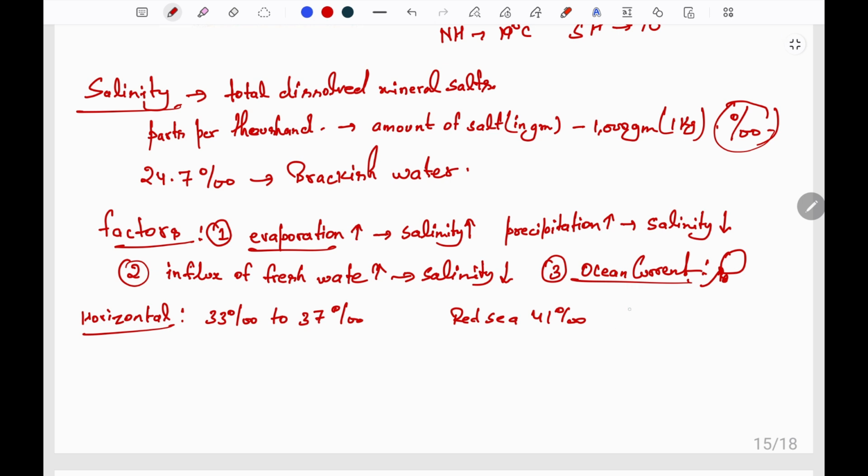Let us remember some seas which have the highest salinity in the water. The most saline one is Lake Van in Turkey, having a salinity of 330 parts per thousand. Next one is the Dead Sea, at the border of Jordan and Israel. It has a salinity of 238 parts per thousand. Next one is the Great Salt Lake of America, that is salinity of 220 parts per thousand.